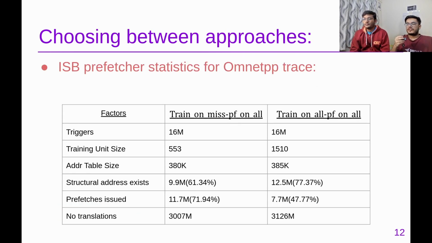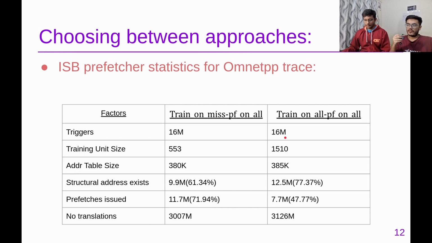So for choosing between those two configurations, we took some statistics for two traces. Mainly we are looking at Omnet++, and for Omnet++ we are aiming to get the speedup, because only IPCP is able to get 3% speedup and ISB is able to get 30% speedup. So we are trying to at least match ISB's performance.